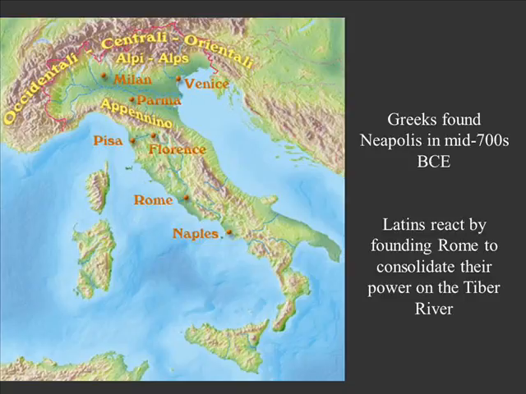So in order to consolidate power in their holdings, the Latins build their own big city, which they call Rome. And they build it right on the mouth of the Tiber River, right where it kind of gets close enough to the sea. Rome is not really a great spot.